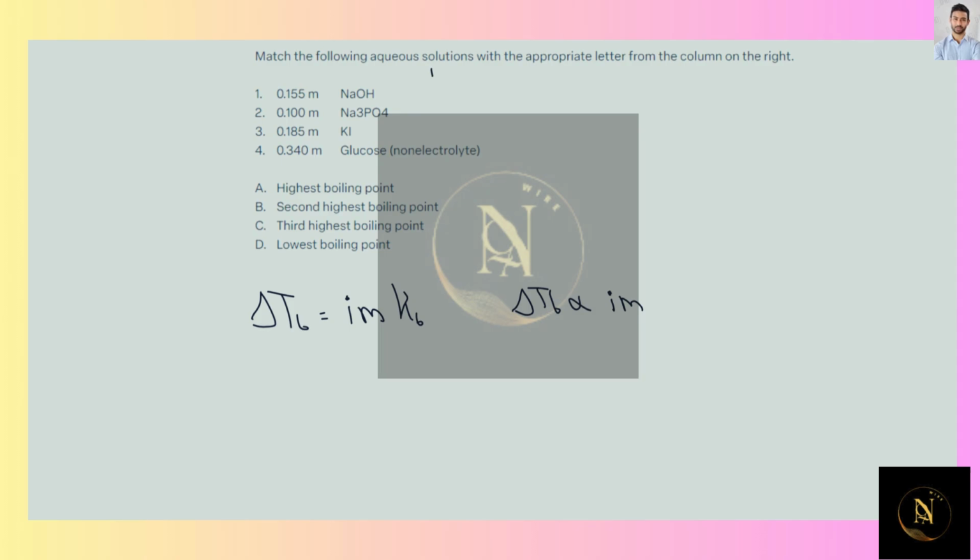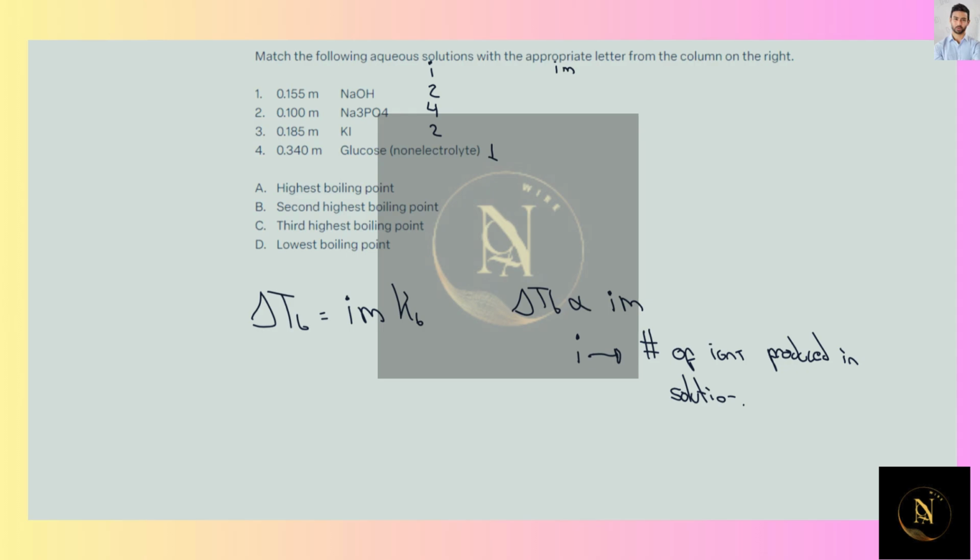In this case, we want to calculate first of all the value for i, the van 't Hoff factor, which is related to the number of ions that are going to be produced in solution. For sodium hydroxide, the value for i is going to be equal to 2. For sodium phosphate, i is going to be equal to 4. For potassium iodide, i is going to be equal to 2. And for a non-electrolyte, the value for i is going to be equal to 1.